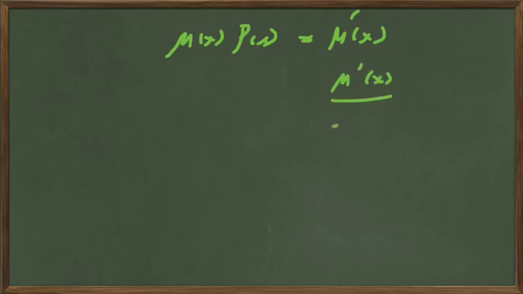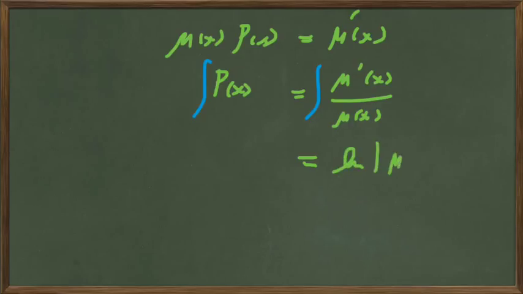over mu of x equals p of x, and then we can just integrate both sides of that, and so that gives us then what? This is essentially a du over u, so it's ln of the absolute value of mu of x, and then this side remains as the integral of p of x dx.